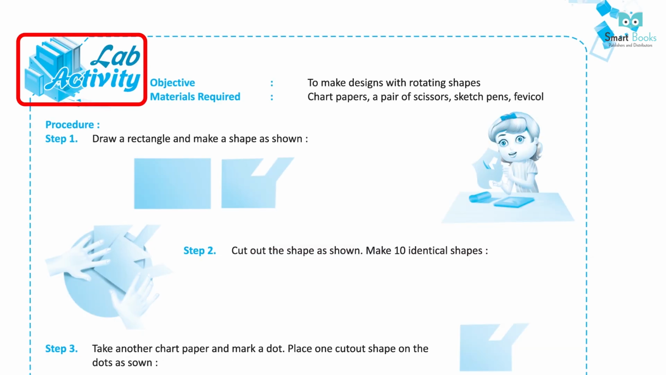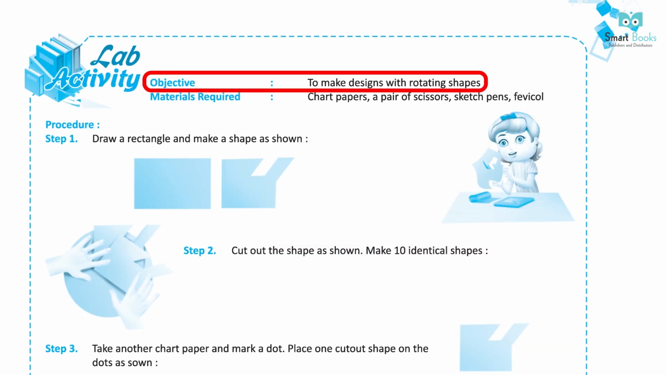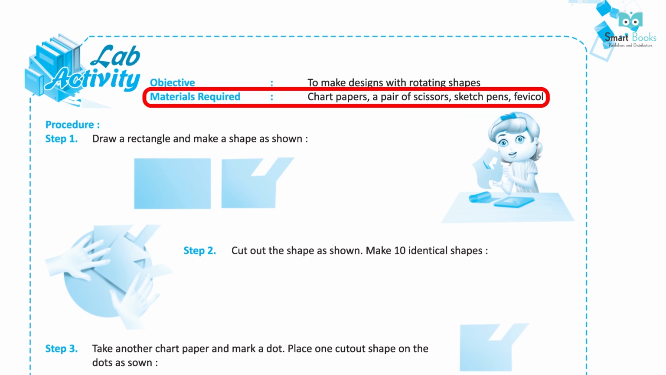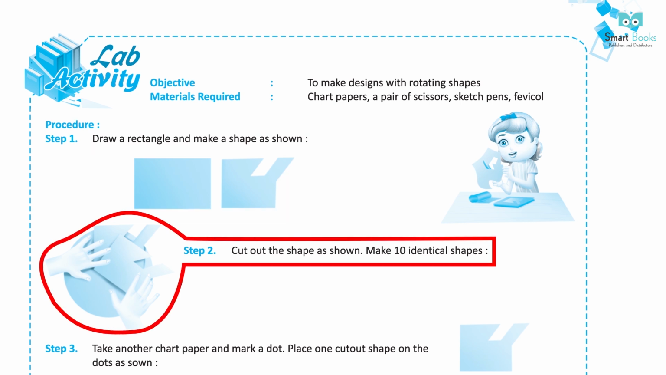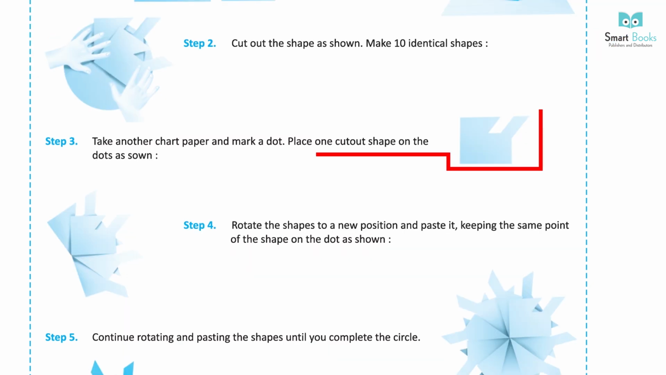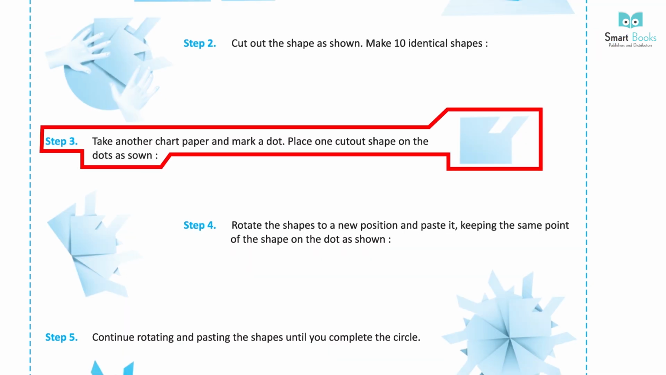Lab activity. Objective: to make designs with rotating shapes. Materials required: chart papers, a pair of scissors, sketch pens, Fevicol. Procedure: Step 1. Draw a rectangle and make a shape as shown. Step 2. Cut out the shape as shown. Make 10 identical shapes. Step 3. Take another chart paper and mark a dot. Place one cut out shape on the dot as shown.